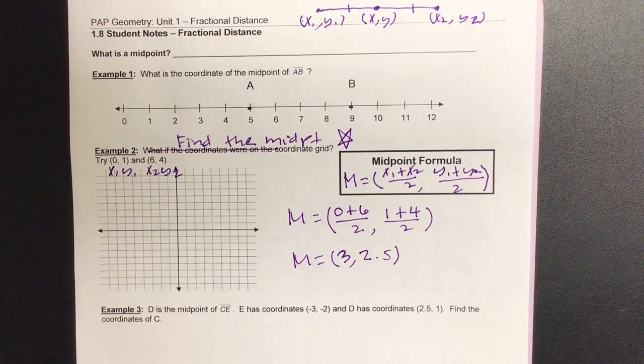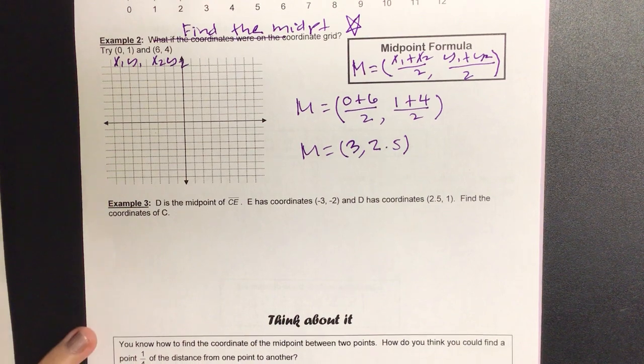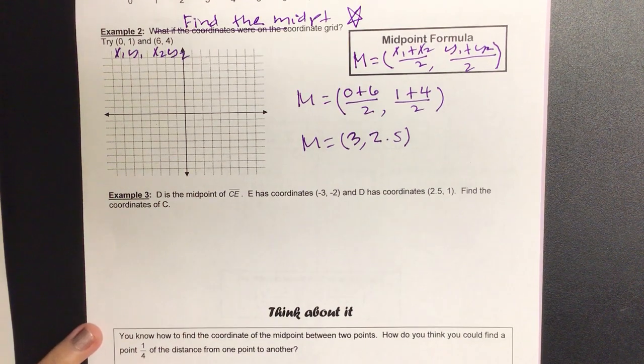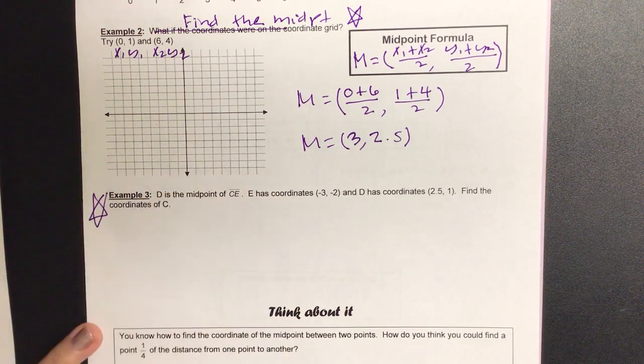Okay, the next one is slightly different. Evan, let's read number 3. D is the midpoint of, is that a line segment? Segment CE. E has coordinates -3, -2, and D has coordinates 2.5 and 1. Find the coordinates of C. Okay, put a big star next to this one.